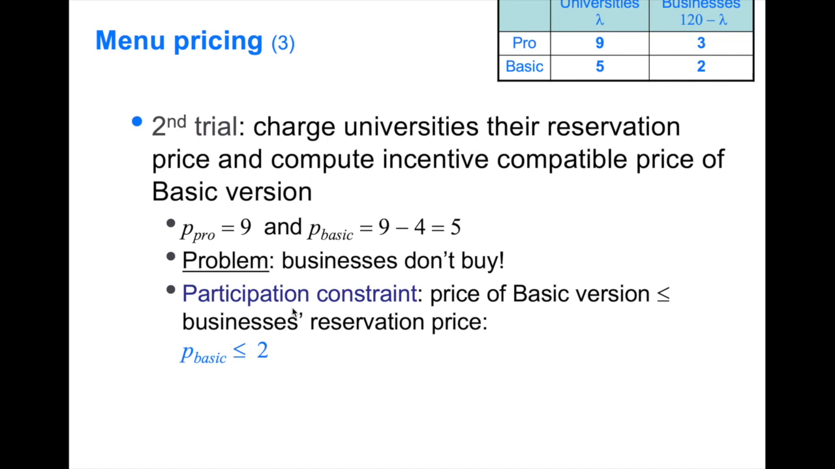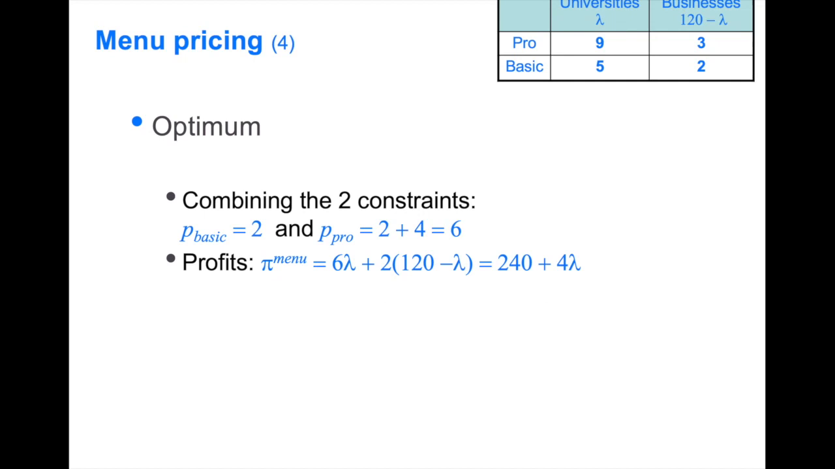One thing is to make sure that there is a self-selection, and in that case, what mattered was that the universities would buy the pro version, but you also need to make sure that the businesses prefer to buy the basic version rather than not buying at all. And to satisfy this second constraint, clearly the price of the basic version cannot exceed the willingness to pay of the businesses. So we've got these two strong constraints. If we put them together, we reach the solution to the problem, which is the optimum for the seller, given the constraints that it has to satisfy.